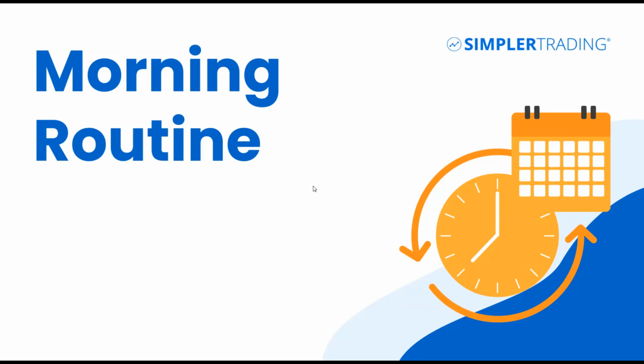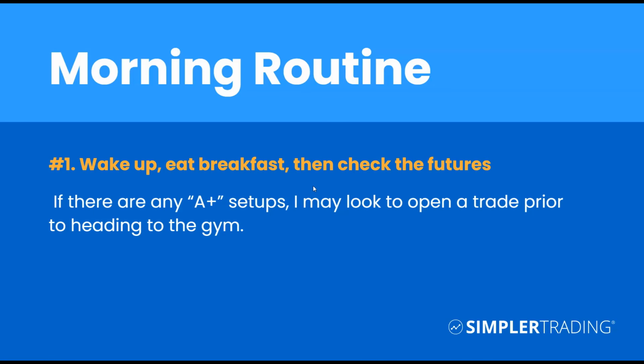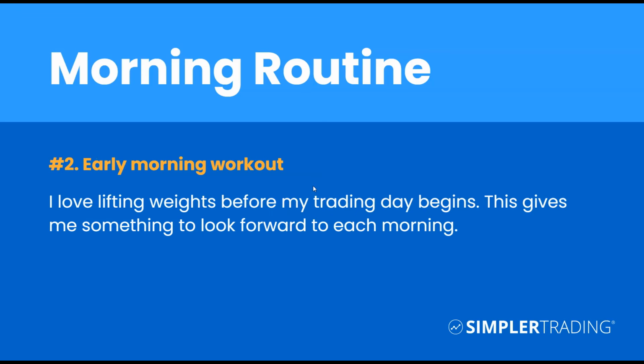Okay, my morning routine. So the first thing I do is wake up, eat a quick breakfast, and then I check the futures. Now, I get up pretty early, about 4:30 in the morning. But even that early in the morning, sometimes there's some A-plus squeezes on the ES or the NQ. And if I've got a good setup, I might take a trade before I head to the gym. And then the second thing I do is my early morning workout.